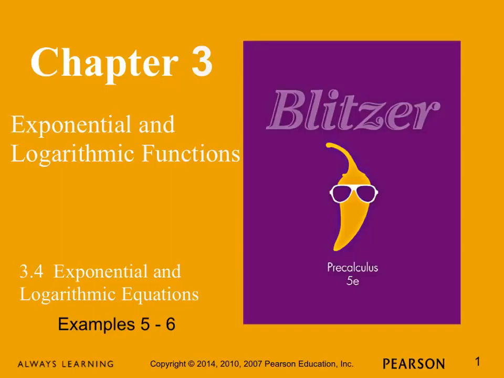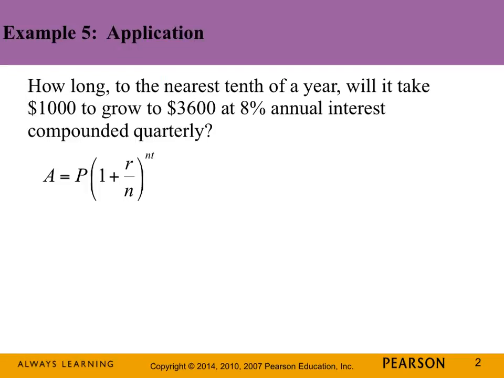Section 3.4, Examples 5 and 6. Example 5. How long to the nearest tenth of a year will it take $1,000 to grow to $3,600 at 8% annual interest compounded quarterly?